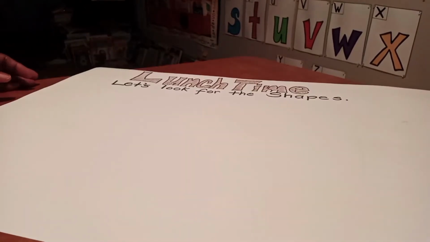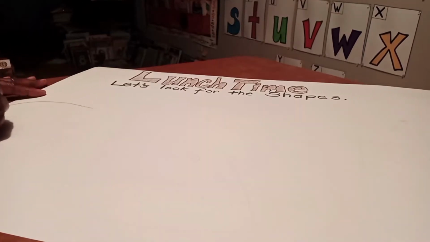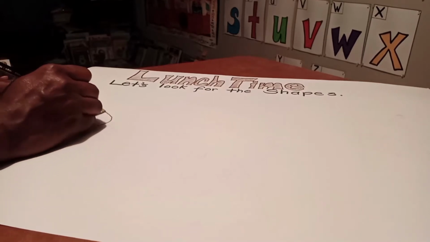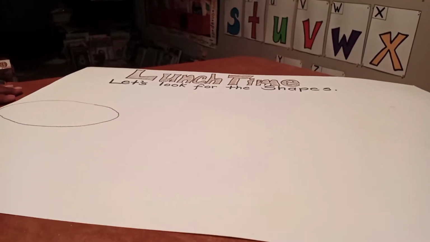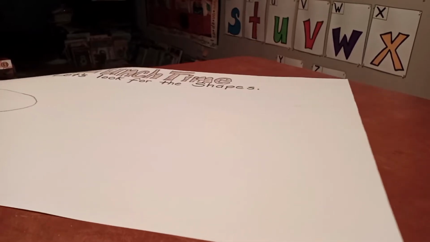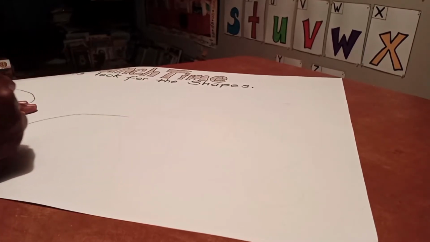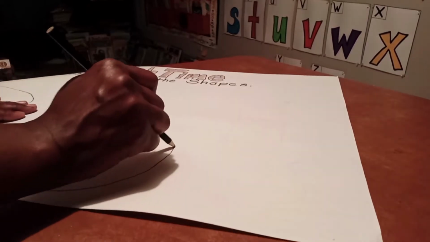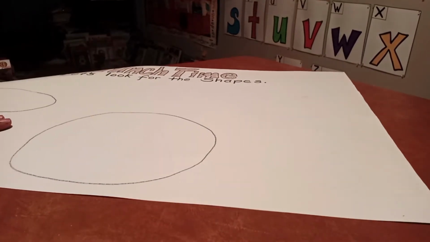Okay, now here we go. I'm going to outline this shape. What is that shape? That shape is an oval. That's what it is. And then I'm going to outline this shape. What shape is that? That shape is a circle.